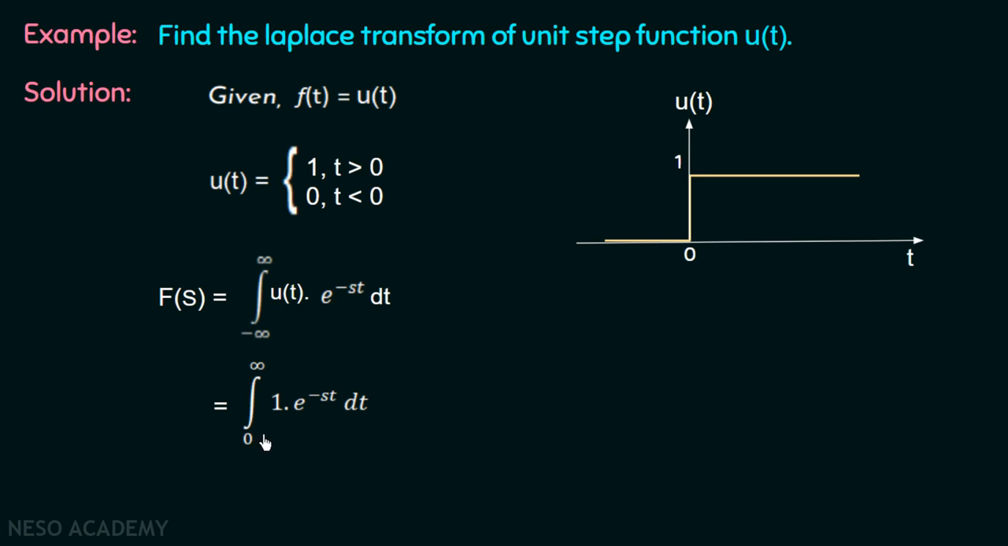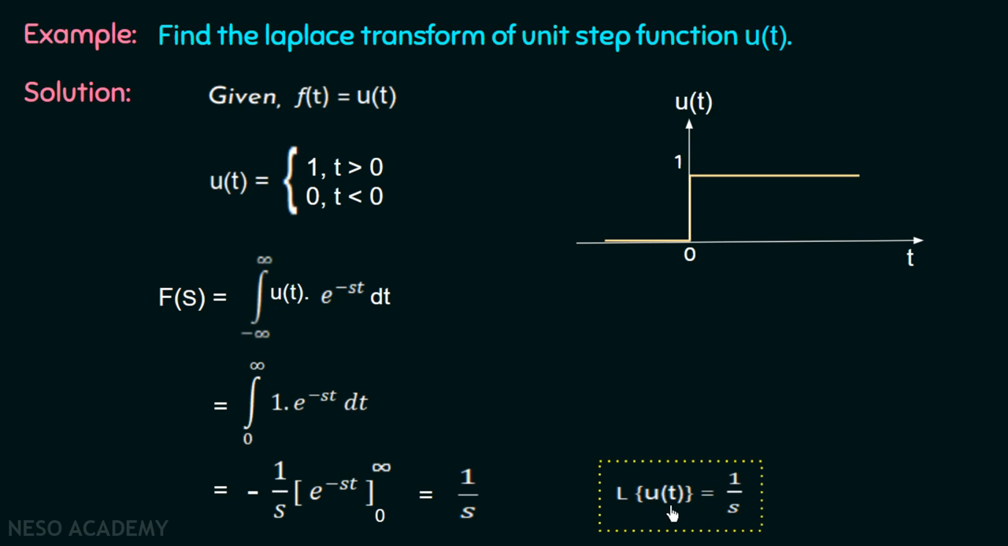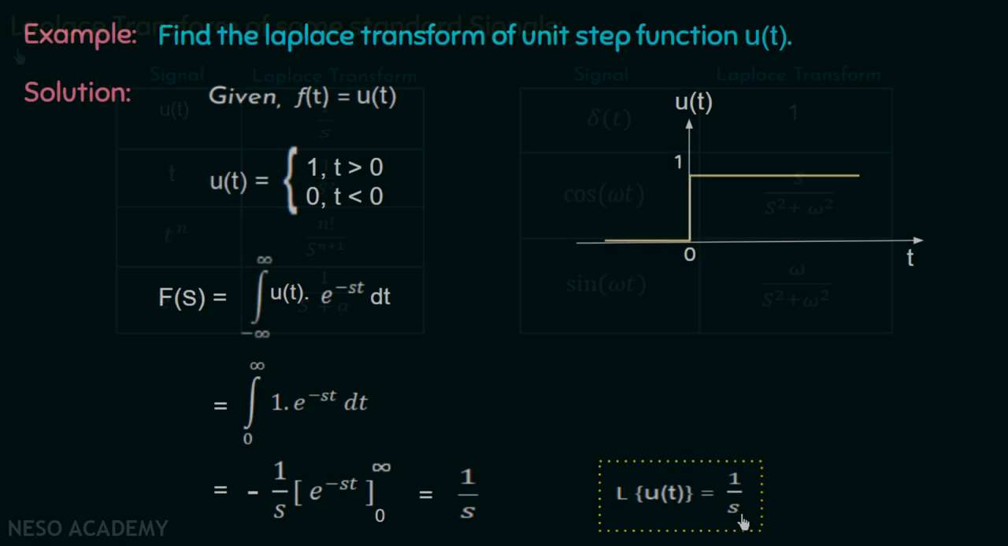So now we have this function and we need to integrate it. We know the integral of e to the power minus st is minus 1 upon s e to the power minus st, and we have the limits from 0 to infinity. By substituting the limits, e to the power minus infinity minus e to the power minus 0 will become minus 1. So we will have minus 1 upon s multiplied with minus 1, and this will come out to 1 upon s. So finally we have got the Laplace domain of the unit step signal, and it is given as Laplace of u(t) is equal to 1 over s.